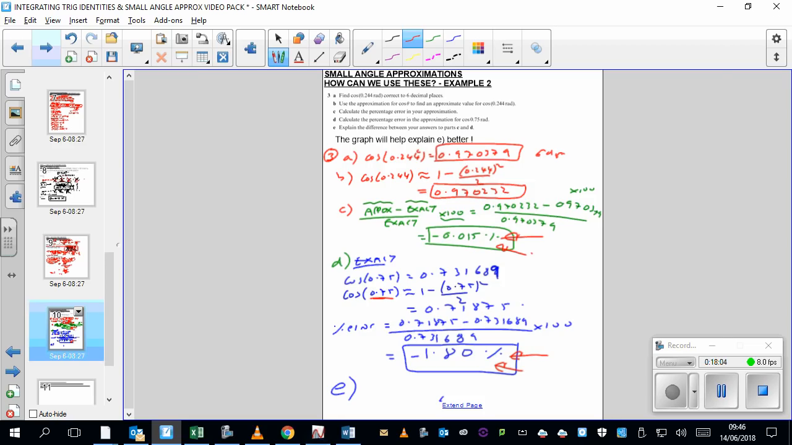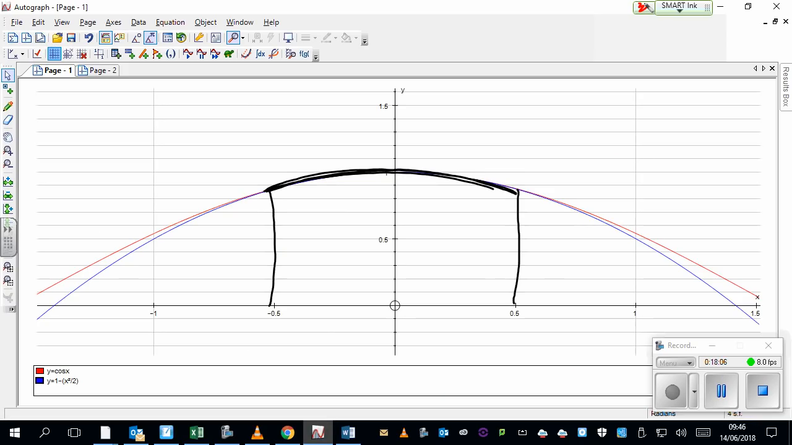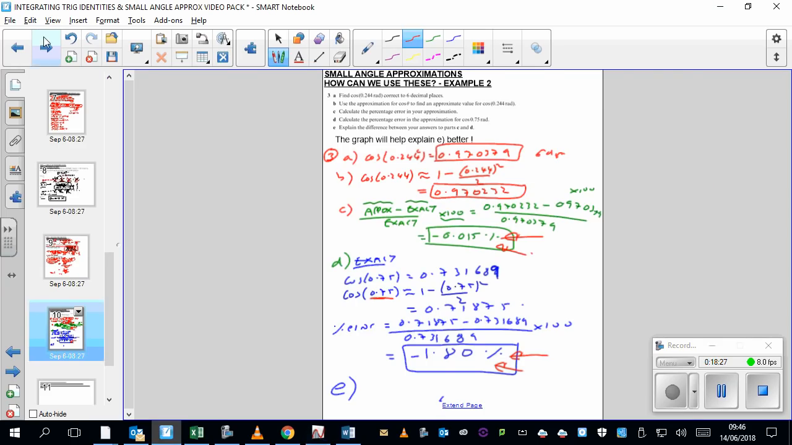Well, look at the graph again. Look at the graph. Where's 0.244 radians? 0.24 radians is like here. So the graph matches really well. But if you look at 0.75, you're here, and you can see that there's a disparity between your graph and the original graph. Okay? So that's how to answer that question.